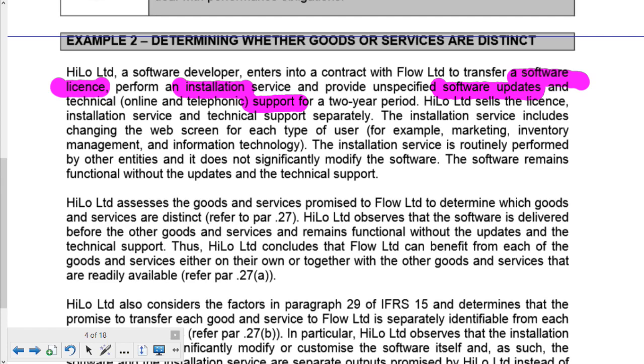So the installation service includes changing the web screen for each type of user. It's routinely performed by other entities and does not modify the software. The software remains functional without the updates or the technical support. So they're not even linked to each other.